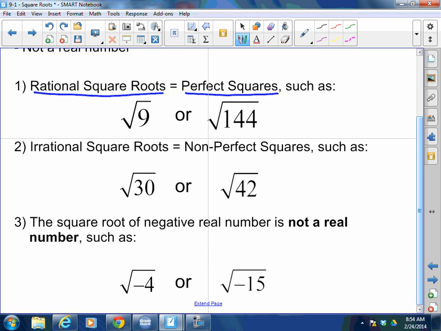A lot of times people think if it's even, it's going to be rational. No, it has nothing to do with even or odd. That's why I gave you an odd perfect square and an even perfect square. It does not matter. If it's not perfect, it is irrational. And the square root of 30 is not a perfect square. Square root of 42 is not a perfect square, so those are irrational.